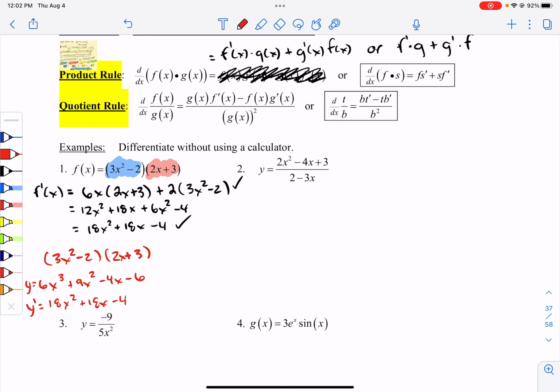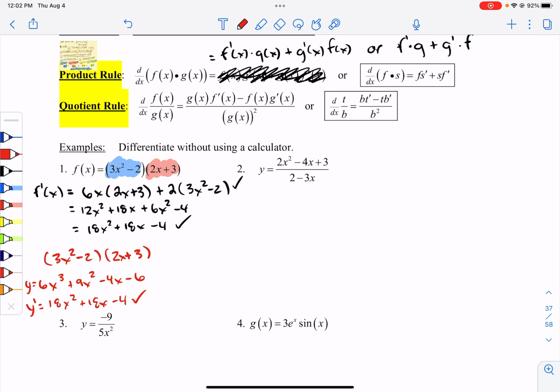So on the problems that we do today, I want you to actually use, I think on the homework, it even tells you to try it without the product rule. I don't want you to do that. I only want you using the product and the quotient rules today, okay? All right, which brings us to the quotient rule.